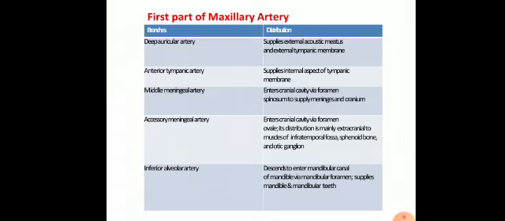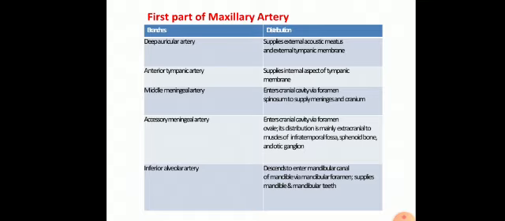So, the deep auricular artery, from its name, supplies the external acoustic meatus and the external tympanic membrane. So, it supplies the external ear. Anterior tympanic artery supplies the internal aspect of the tympanic membrane.